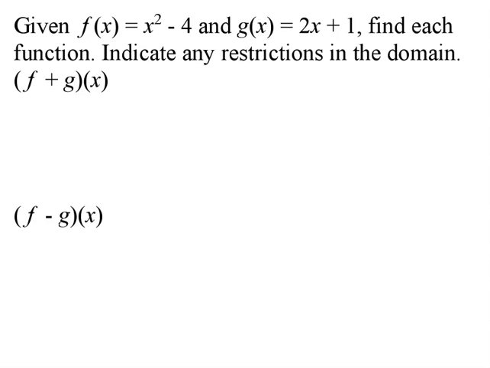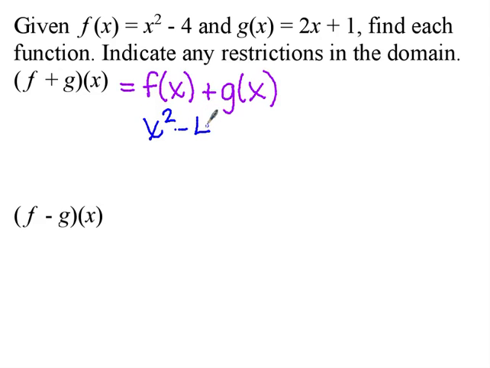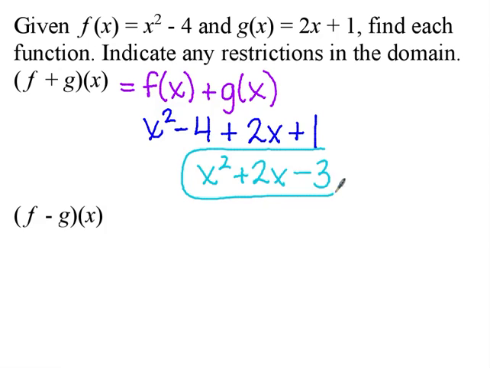All I'm going to do here is I know that f plus g of x equals f of x plus g of x. So I'm going to sub in the corresponding parts. I know that f of x is x squared minus 4. I know that g of x is 2x plus 1. Now all I'm going to do is add like terms, and when you add like terms together, you end up getting x squared plus 2x minus 3. And there you go, that's it. There's nothing more difficult. That's all it is.